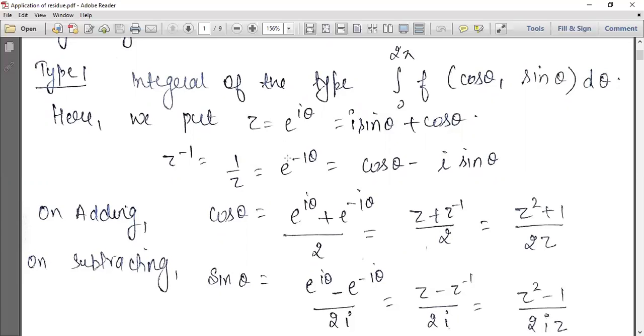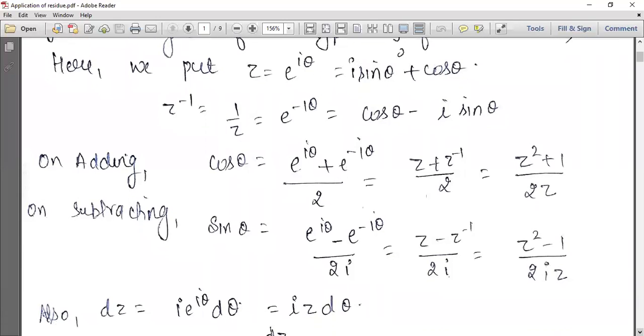So now when I will add these two, then I will get cos theta as e^(i theta) plus e^(minus i theta) by 2, or z plus z inverse by 2, or z square plus 1 by 2z. Now similarly, when I will subtract these two equations, I will get my sin theta in terms of z as z square minus 1 divided by 2iz.